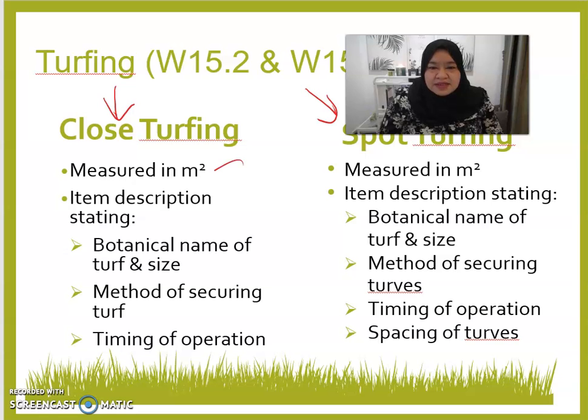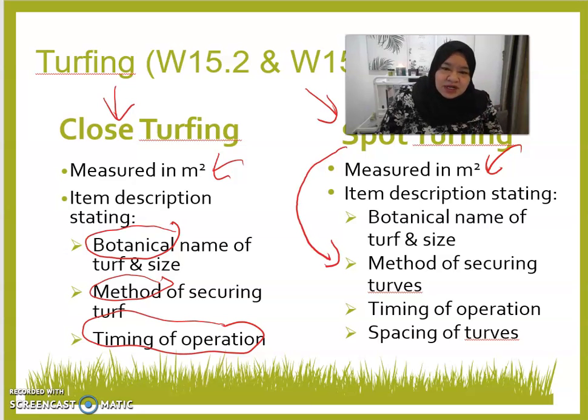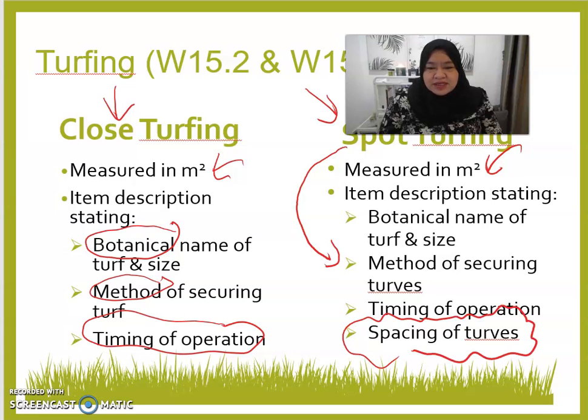Okay, so it is measured both in meters square, but in your description, in closed turfing, you need to mention the botanical name of the turf and the size, method of securing the turf, and timing for operation. Under spot turfing, what you need to mention is similar to the closed turfing, but what makes it different for the spot turfing, you need to mention the spacing of the turf. Okay, that's a different way in describing your description for closed turfing and the spot turfing.